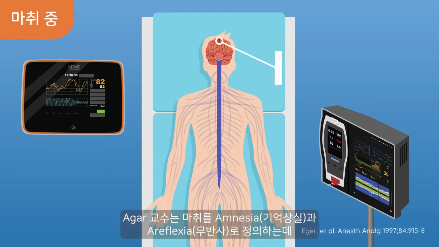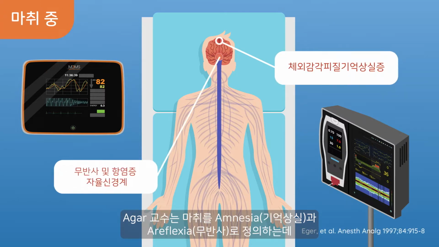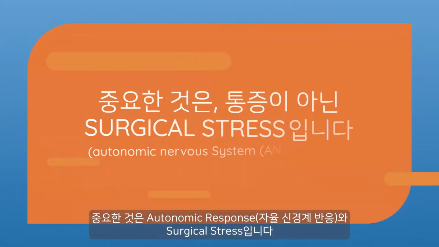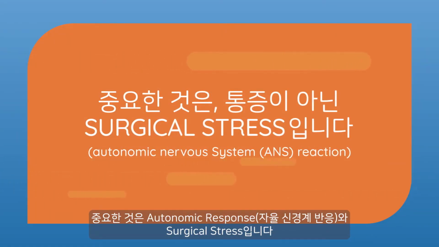Anaesthesia is defined by Professor Agar as amnesia and areflexia, where the cortex and the autonomic activity must be kept under control. What matters is the autonomic response under surgical stress.